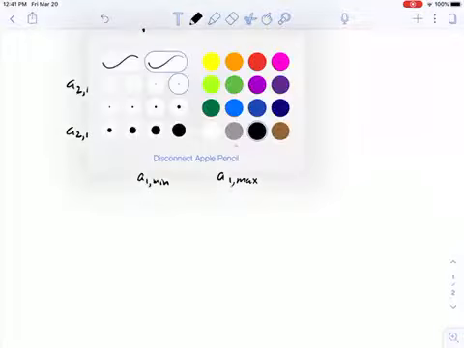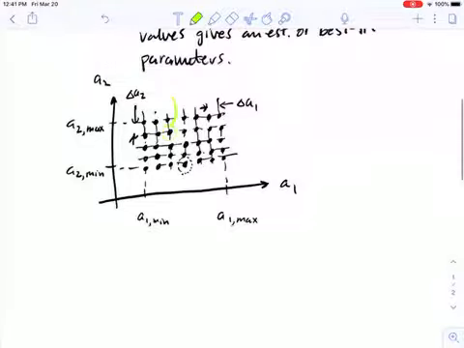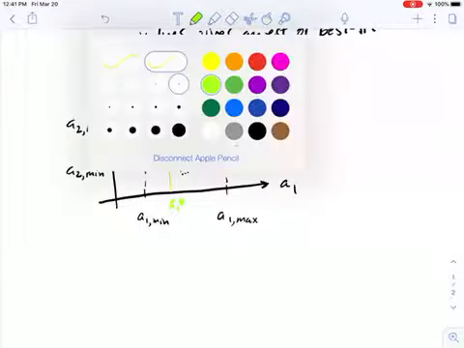Okay, so what you want is your best fit result to be somewhere inside of the grid, not at the edge. So this is maybe where your chi-squared minimum occurs, and so that would result in, say, your A1 star value, your best fit value for A1, and your A2 star value.